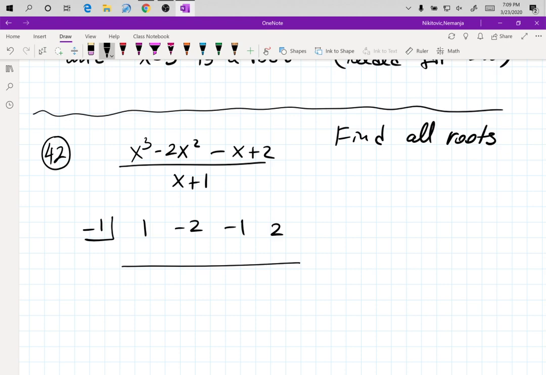Put the line. Drop down 1. 1 times -1 is -1. Add them. We get -3. -1 times -3 is +3. Then that's going to give me 2. 2 times -1 is -2, and they add into a 0. So no remainder.